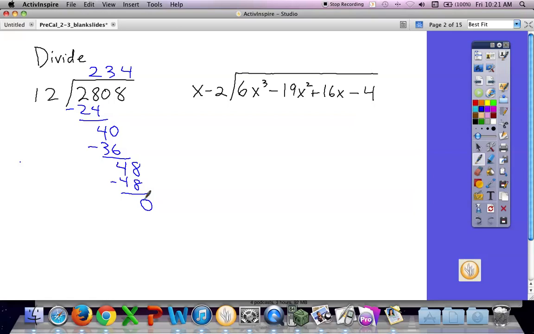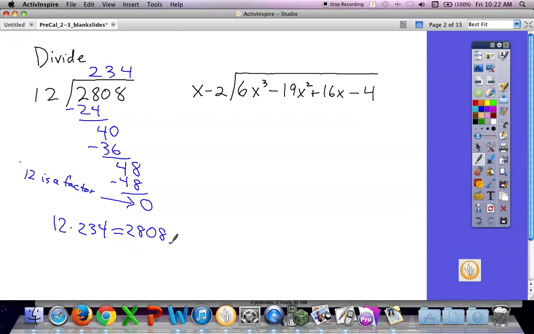Drew? What do we call 12 because the remainder is 0? It's a factor. 12 is a factor of 2,808 because the remainder is 0. So because of this, 12 is a factor, which means that I can multiply 12 times 234 and get 2,808.